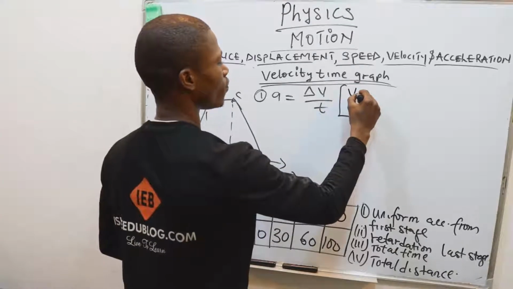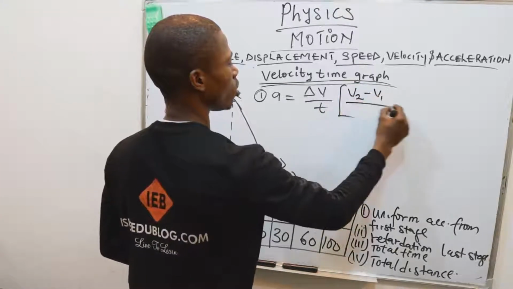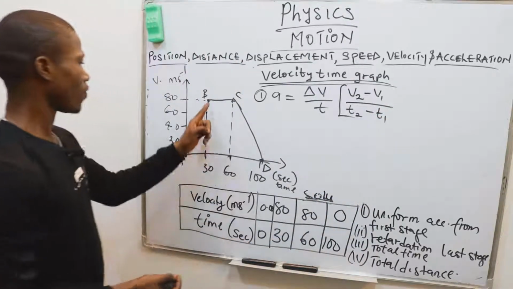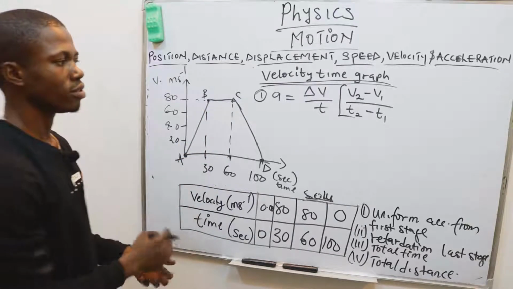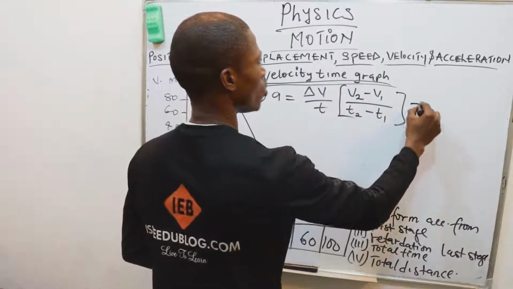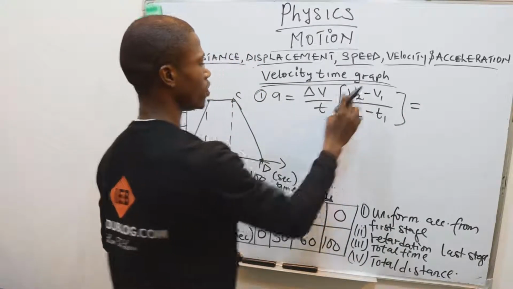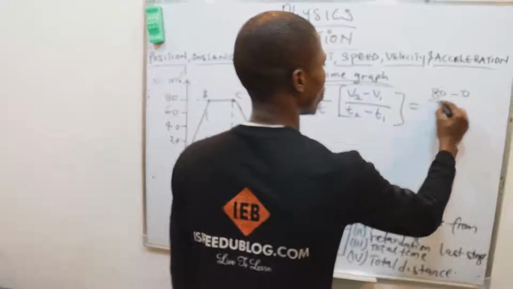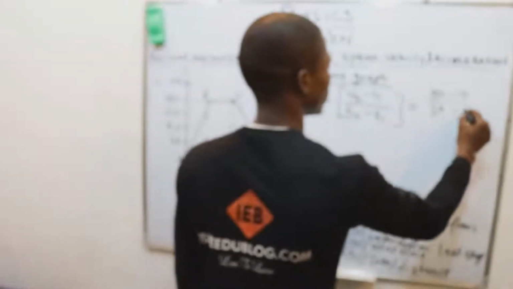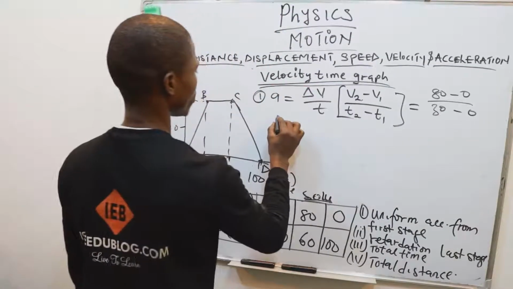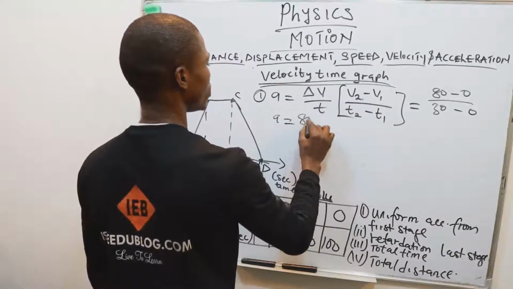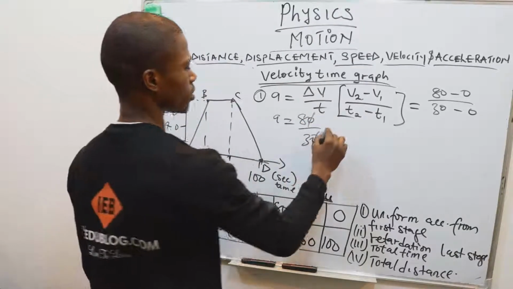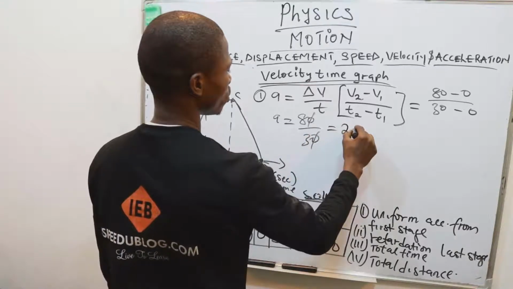So this is our V2 minus V1 all over our T2, final time, minus initial time. And our final time is 30, initial time is 0. So from here we derive that acceleration is V2 minus V1 over T2 minus T1. Our V2 is 80 minus 0 over 30 minus 0. So our final acceleration will now be 80 over 30. If you cancel out, this is 8 over 3.